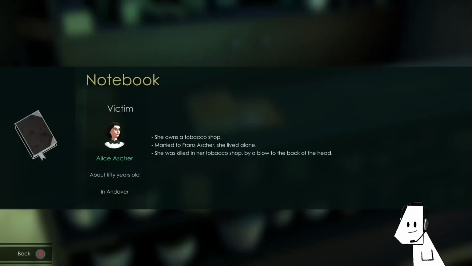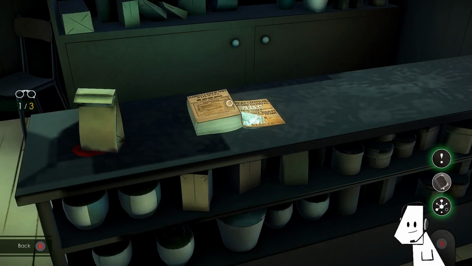So the victim, she owns a tobacco shop, married to Franz Asher. She lived alone. So she's married to Franz Asher, but she lived alone. They must have been separated. She was killed in her tobacco shop by a blow to the back of the head. Is that all I've got? In Andover. There you go. Perfect. So the murder took place somewhere beginning with A. I wonder if the next murder is going to be somewhere beginning with B.